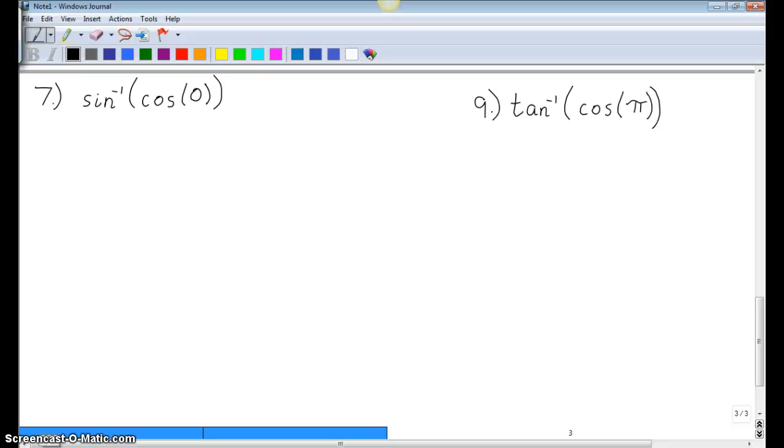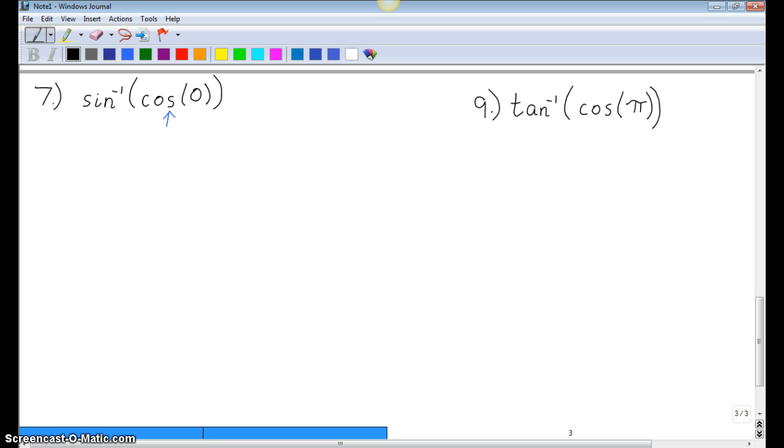Alright, these next two problems are 7 and 9. It's still in 8.2, so we're still looking at those inverse functions. The way you approach the sine inverse of cosine of 0 is you always start by looking at the inside. Evaluate the inside. That means we have to find the cosine of 0.